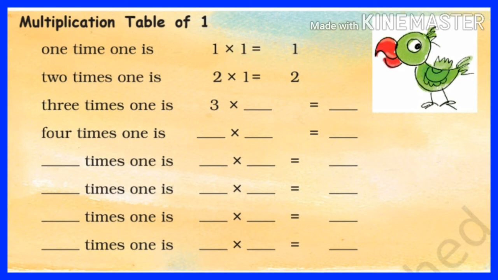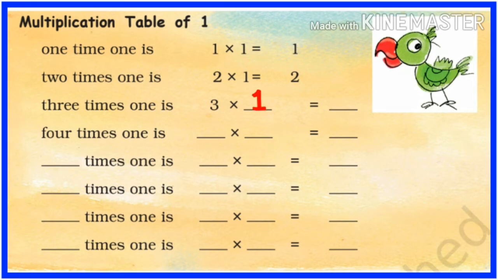If 2 times 1 is there, then we will write it as 2 multiplied by 1. 2 ones is 2. 3 times 1 is there, then 3 multiplied by 1, and 3 ones is 3. Similarly, 4 times 1 is 4 multiplied by 1 is equal to 4.